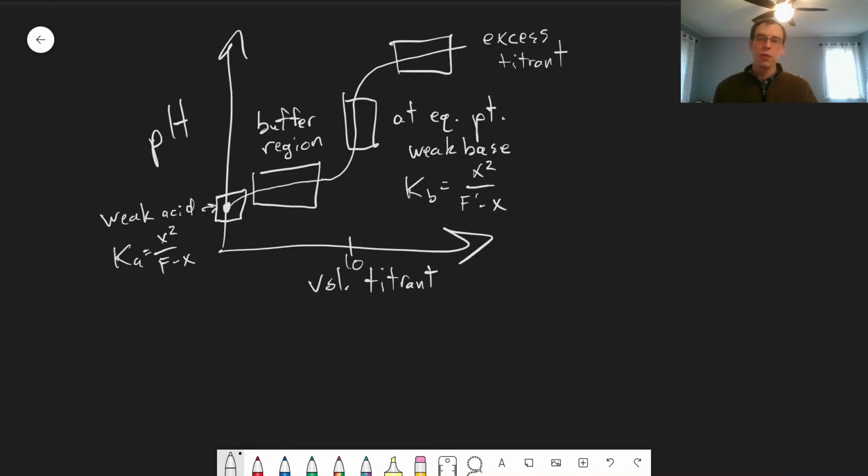Now, if we do this with a weak base instead of a weak acid, everything will look very similar, except that you'll start with base and do it that way. But you'll still start with a weak base, have a buffer region, at the equivalence point you'll have just a weak acid present, and still you'll have excess titrant at the end. But otherwise, things look basically the same for titrating a weak base, pun not intended.